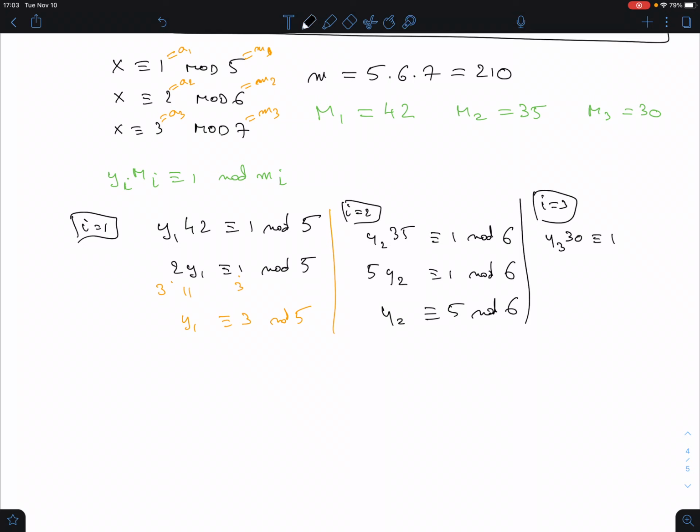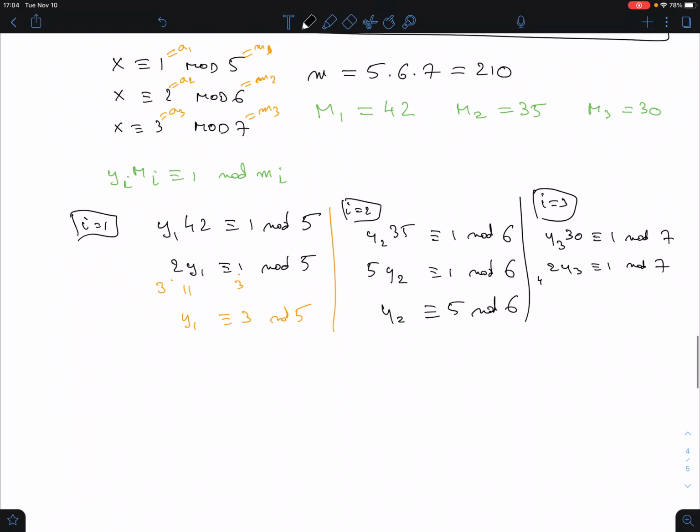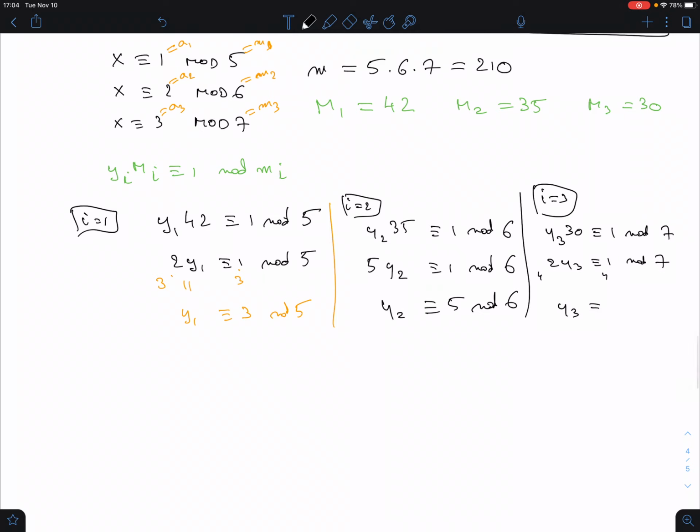Okay, so this has to be modulo 7. Now 30 modulo 7, that is 2, right? Because that's 28 plus 2. So 2 times y3 is equivalent to 1 mod 7. And do you see the inverse of 2 mod 7? Again, trial and error. 4, right? If we multiply both sides with 4, then 4 times 2, that's 8, which is 1. So we get y3 is equivalent to 4 mod 7.